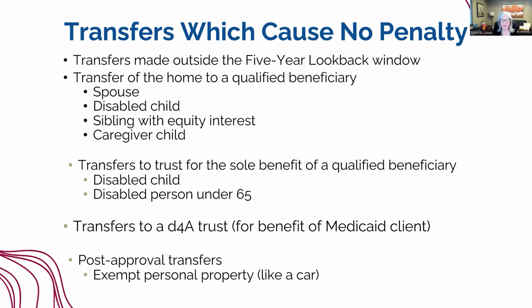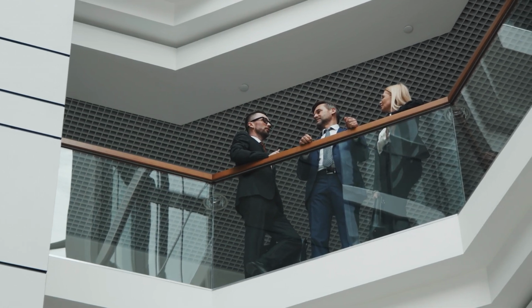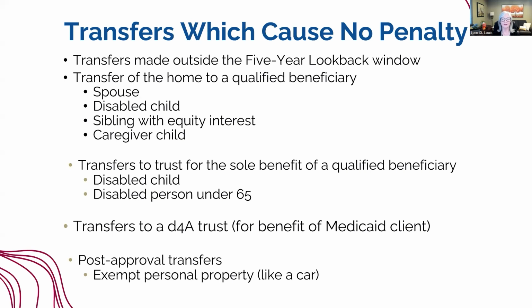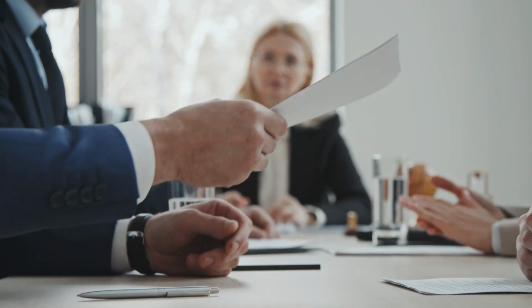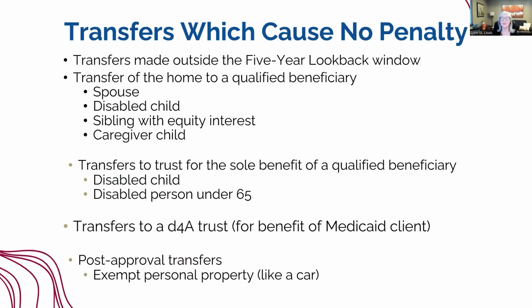You can also give it to a disabled child, a minor child, a sibling with an equity interest, or a caregiver child. Now be careful. The caregiver child transfer exemption is really technical. So I want you to be aware of it, but please don't try it on your own. Talk to an elder law attorney who has helped a client give away the home to the caregiver child with no penalty, and then they go receive Medicaid benefits.